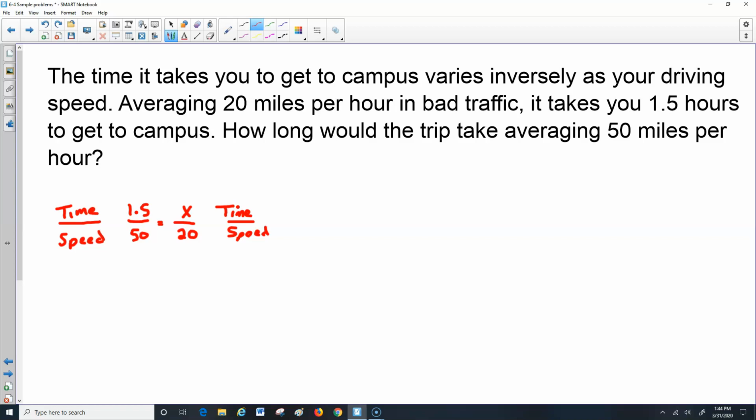Now the setup's the tricky part. Now it's easy. We just cross multiply. So we get 50x equals 1.5 times 20. So 50x equals 30. Divide both sides by the 50. And once again, we get x equals 3/5 of an hour.